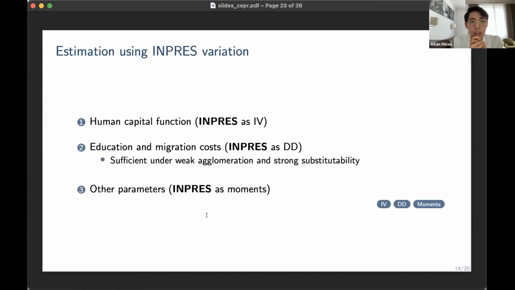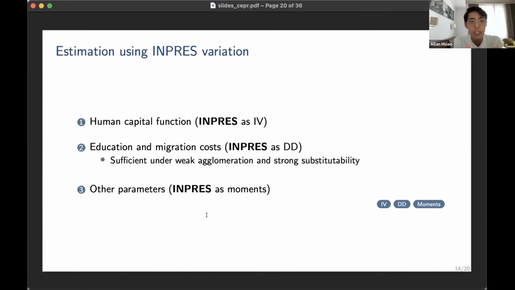For estimation, given the time, I think I'm just going to go over the highlights and skip most of the details. The one key point here is that when I estimate the model, I'm going to be able to apply the IN-PRES variation directly. So for example, first I'm going to estimate this human capital function. I'm going to use the IN-PRES variation as an IV.